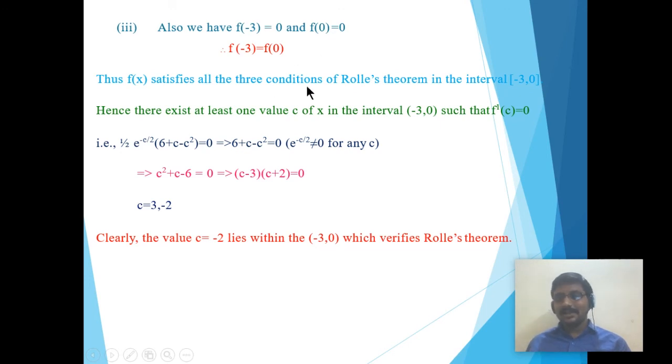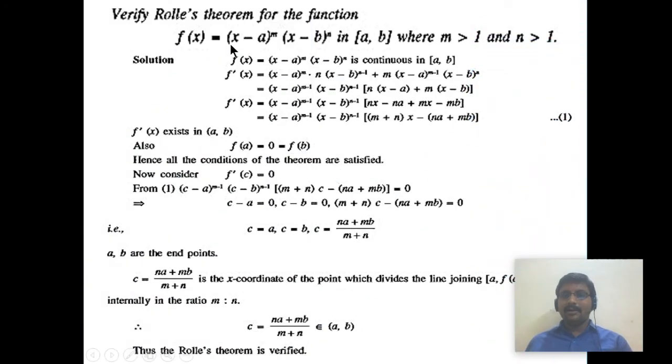Thus f satisfies the three conditions. By Rolle's theorem there exists one value for x, say c, which lies in the open interval minus 3 comma 0, such that f dash of c is equated to 0. Computing the c values, we have two values here, c equal to 3 and c equal to minus 2. c equal to 3 clearly does not lie in the open interval minus 3 comma 0, but c equal to minus 2 clearly lies in the open interval minus 3 comma 0. Hence Rolle's theorem is verified.